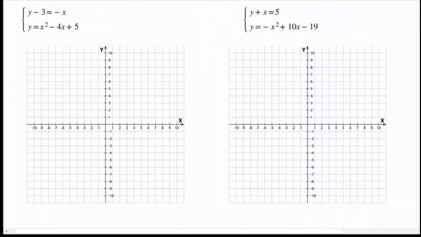Here we are asked to solve the linear quadratic systems by graphing. To do this, the first thing I always want to do is make sure that it's y equals a bunch of stuff, because that's how we graph. We set this equal to y, so it becomes negative x plus 3, and the second one is good to go. So I'm going to graph the linear part first. For this one here, I see that I have a y-intercept of 3 and a slope of -1.